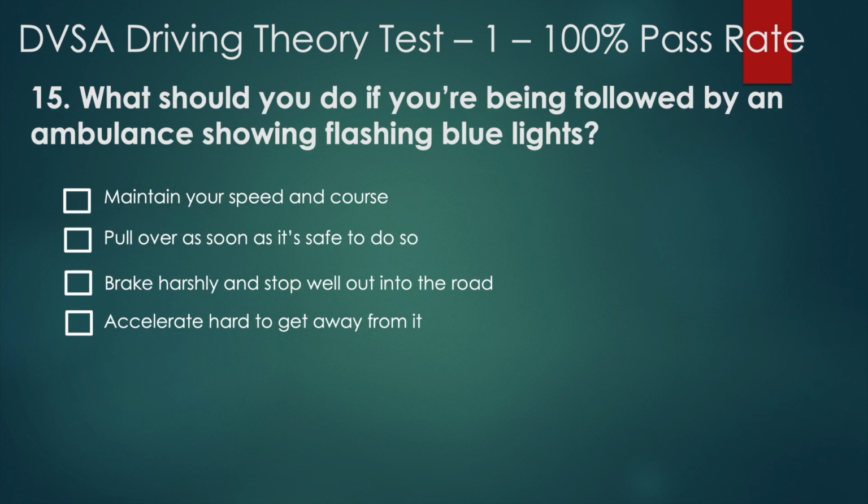15. What should you do if you are being followed by an ambulance showing flashing blue lights? A. Maintain your speed and course. B. Pull over as soon as it's safe to do so. C. Brake harshly and stop well out into the road. D. Accelerate hard to get away from it. And the answer is B. Pull over as soon as it's safe to do so.